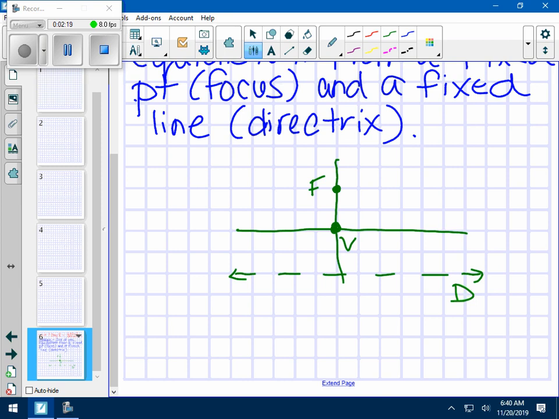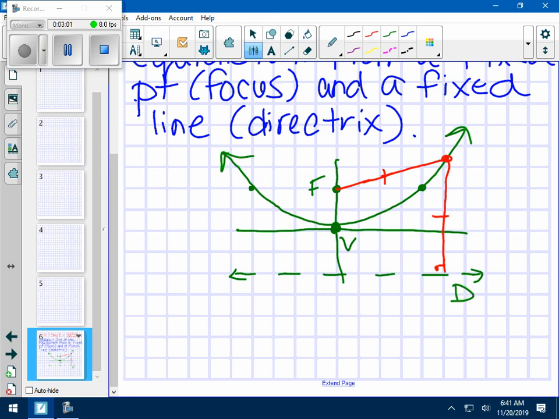Just for pattern purposes, on my grid I've chosen a distance of 2 units here. If you've chosen a different amount, that's fine. But if I go 4 units in each direction from the focus, we can sketch a nice sketch of this parabola. And like I mentioned before, if I were to pick any random point and find its distance from this fixed point, the focus, that distance has to match the distance straight down, perpendicular to that directrix line. Any point on this parabola would meet that criteria.